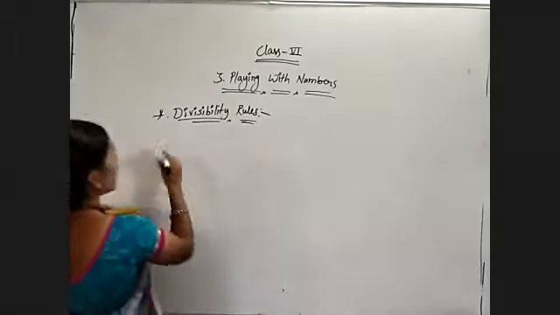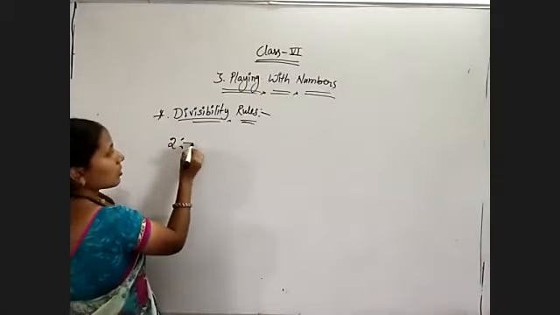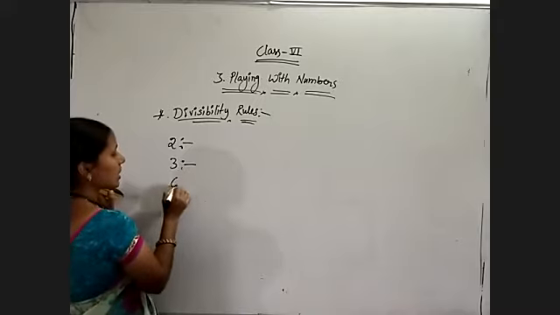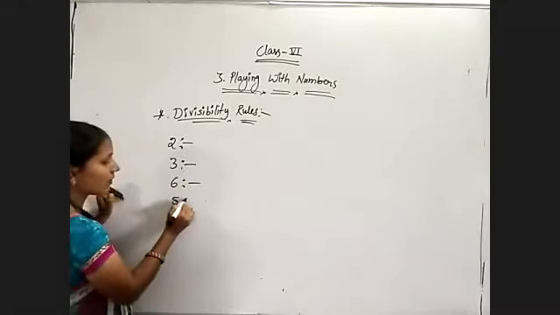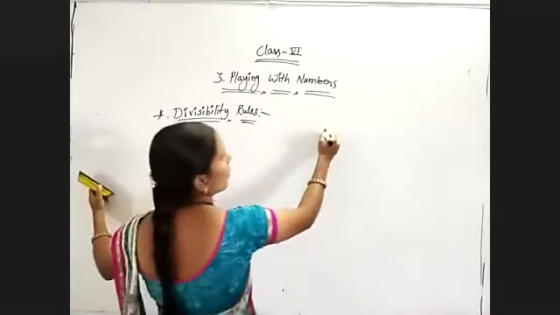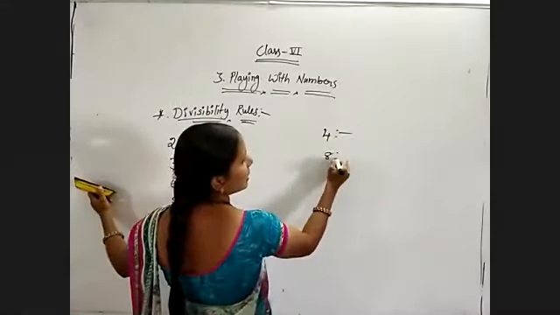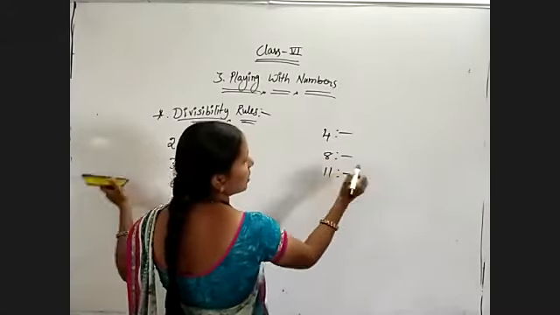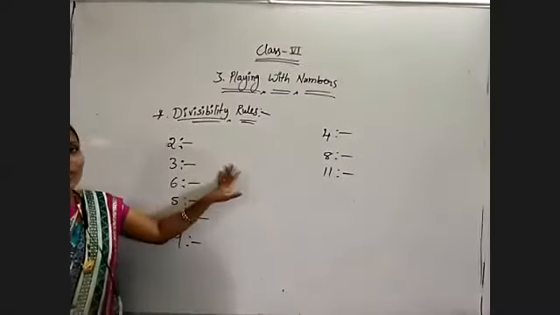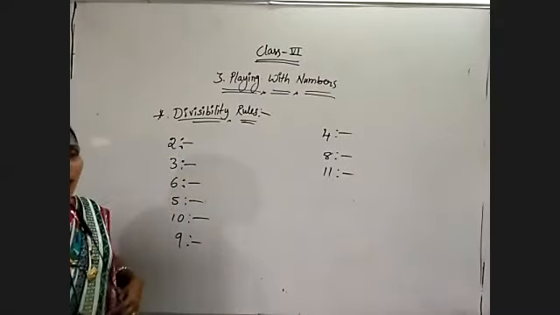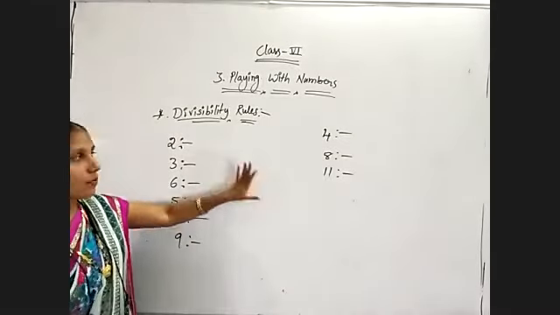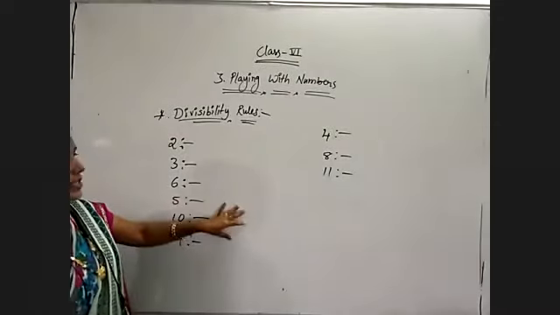First we have studied for 2. What is the divisibility rule of 2? Secondly 3. Next 6, 5, 10, 9, 4, 8, 11. So these divisibility rules we have studied in this chapter. And apart from this, I have also explained some more divisibility rules. First of all, we will revise whatever we have studied.